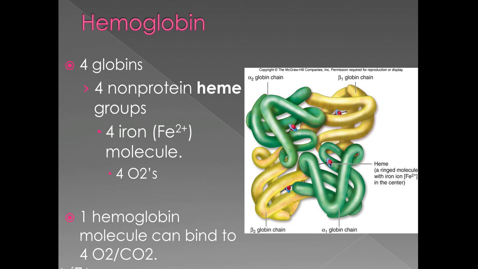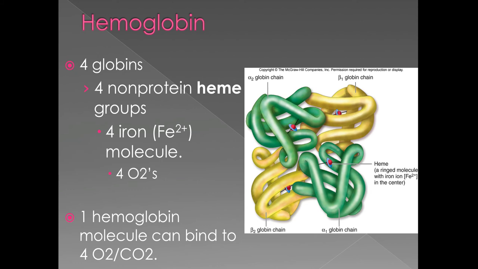Why is iron so important? Well, iron is necessary to bind to oxygen. So if we have 4 iron molecules, that means that each hemoglobin can bind to 4 oxygen molecules. Some of you may have heard of the term anemia.